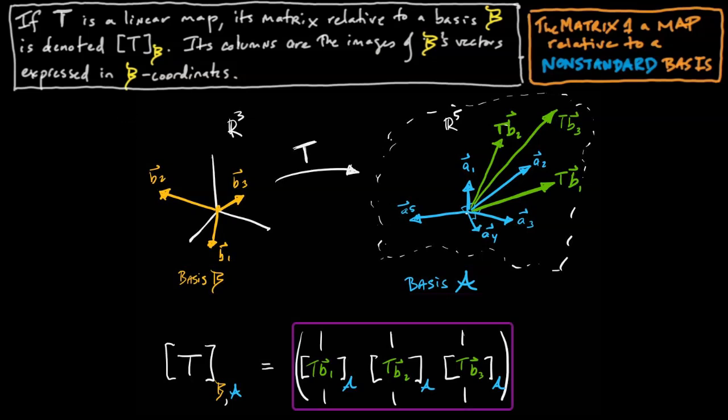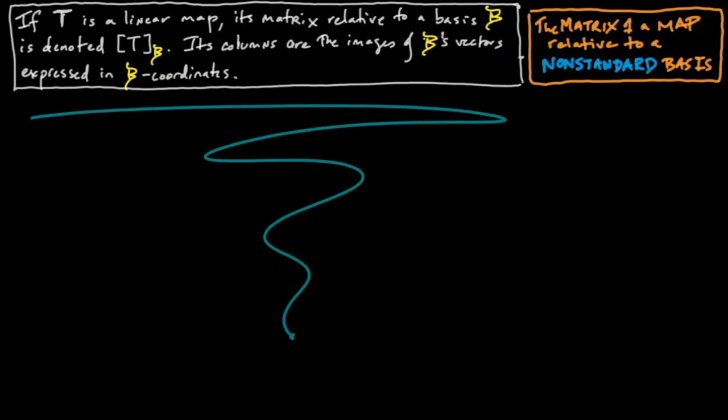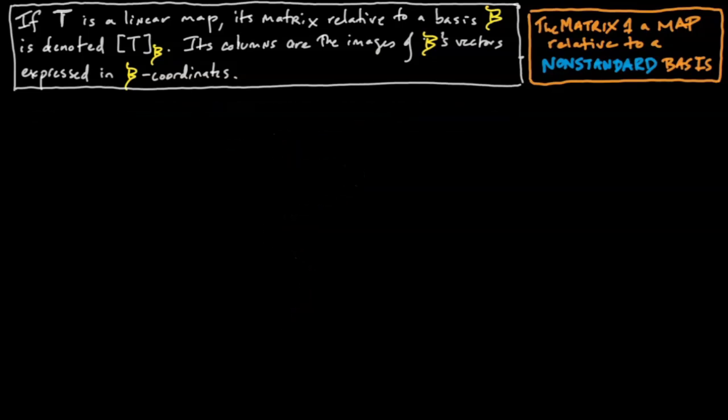The columns turn out to be the images of the vectors in the input space, except you express them relative to the basis of the output space. But we don't need that level of generality here, and I think that if we keep it at this level, it will be easier to understand as we're getting used to it. So it's high time that we consider a specific example.